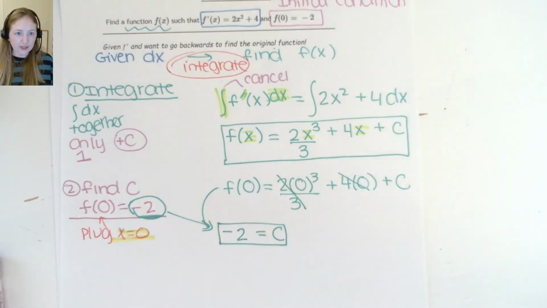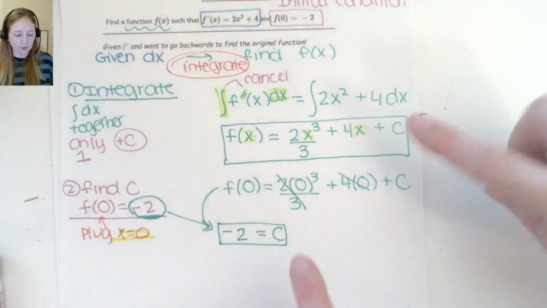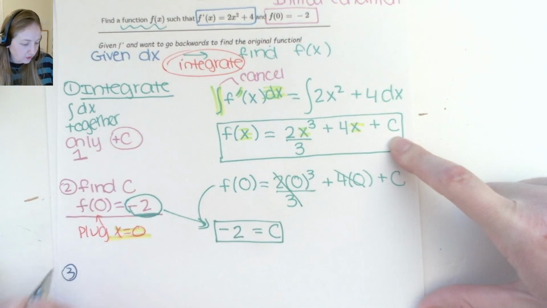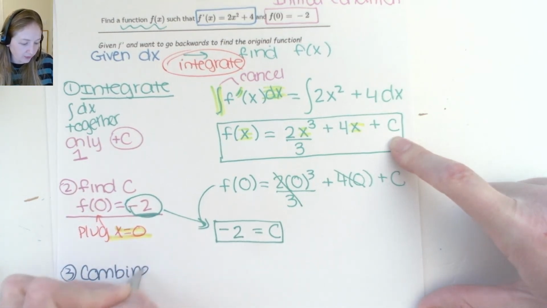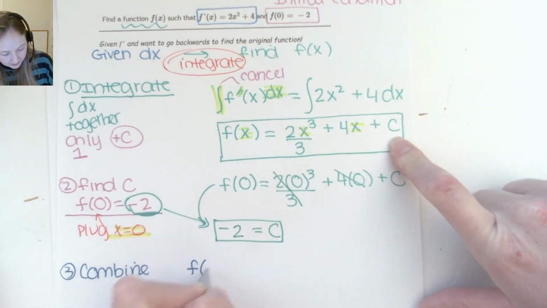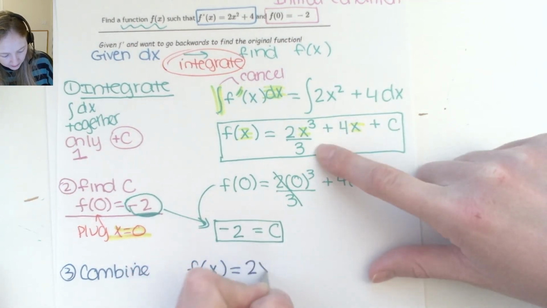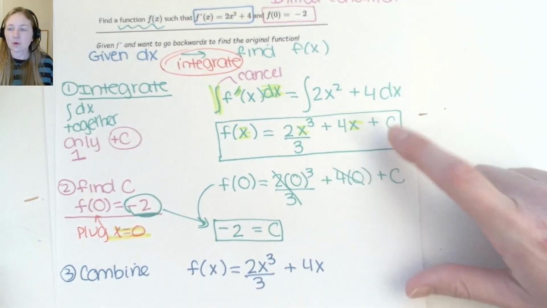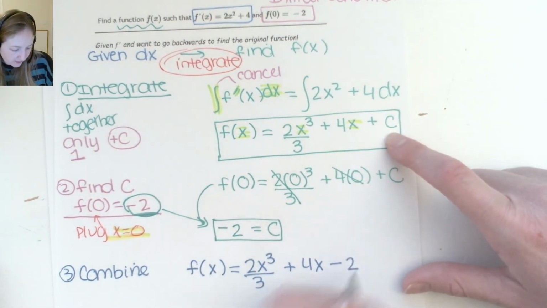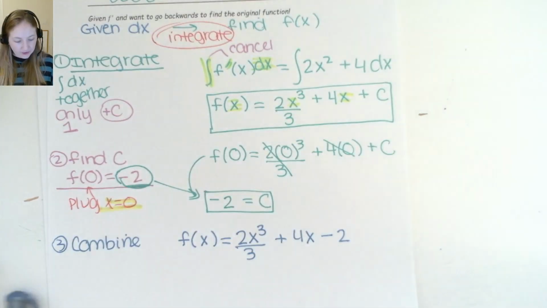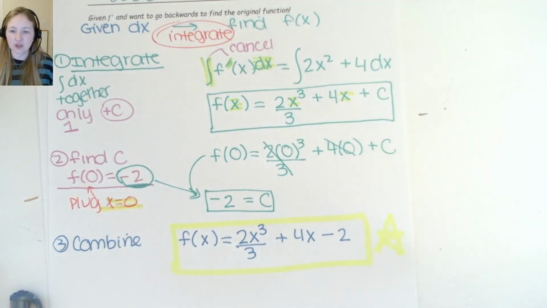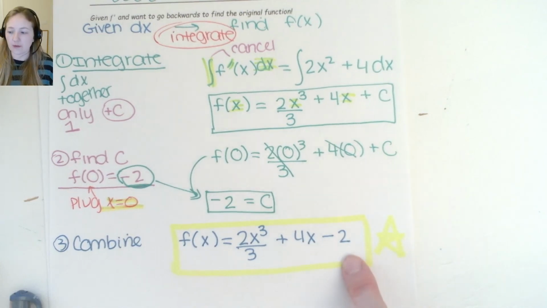Now, you don't just stop there. What you then do is you put these two together. So you have your function, you now know the c value, and so our third step is to combine parts 1 and 2. So we'll write it as f of x is equal to 2x cubed over 3 plus 4x, and then we'll plug in that c value is negative 2. And that is our final answer. That's our original function that would satisfy that initial condition. And mathematicians call this the particular solution, particular because it is for that particular c value.